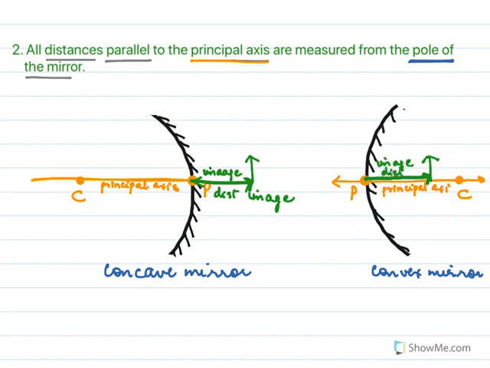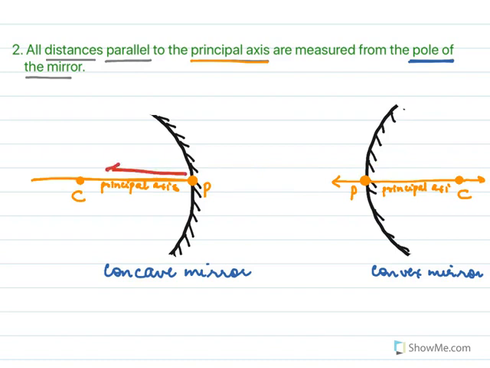So all distances parallel to the principal axis are measured from the pole. To repeat, we measure all distances from the pole, maybe to the left or to the right. Here also maybe to the right, to the left. All distances are measured from the pole.